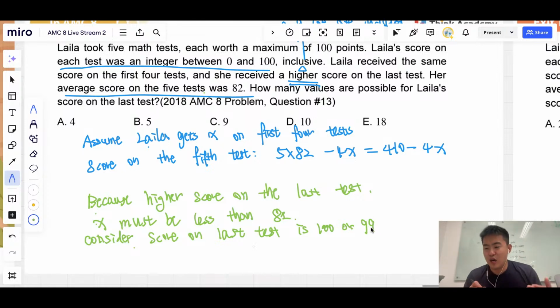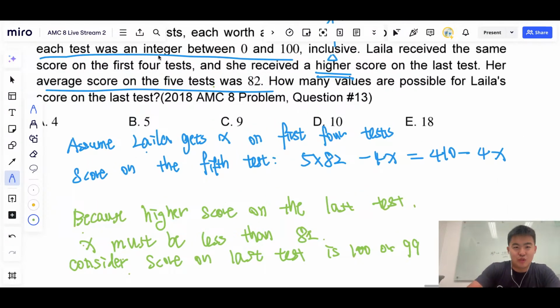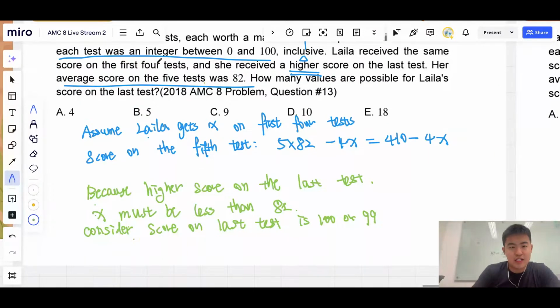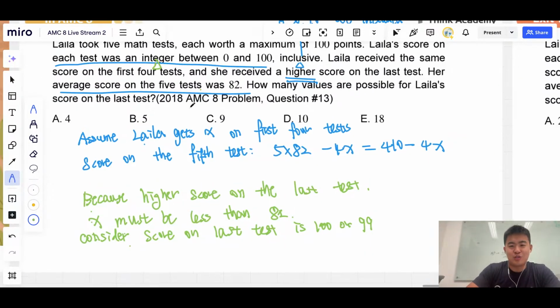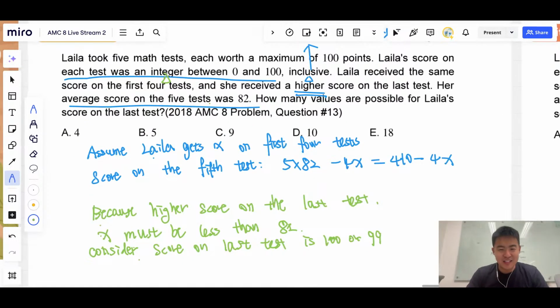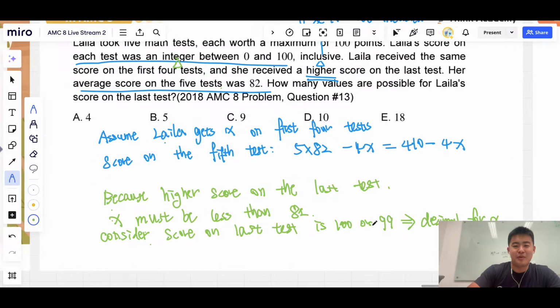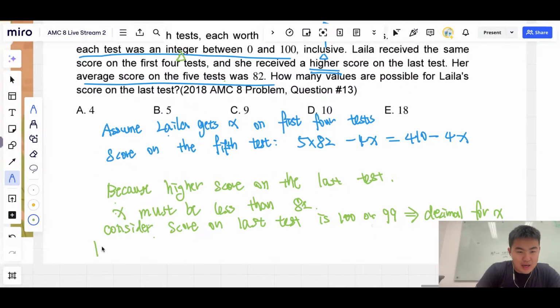Because if you plug 100 or 99 into our previous equation, you will see we get a decimal for x. However, what is our restriction? Our restriction is that the test score must be an integer. In order to be an integer, we cannot have decimals. So 100 or 99 doesn't work because it will give a decimal value for x, which cannot happen according to the problem. Then, what is the next highest number besides 100 and 99? It's 98, right? So we know that the last test has a score of 98.